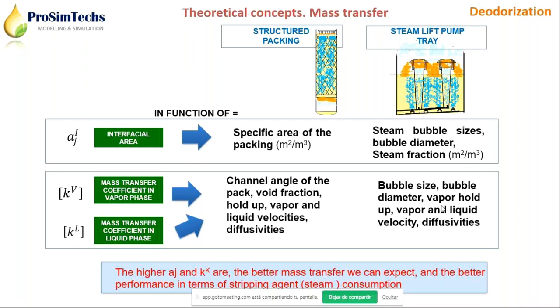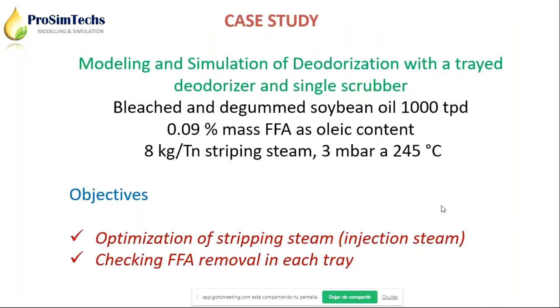Okay, well, let us start with the core purpose of this webinar, which is the use of process simulation in deodorization. In this case, I am going to show how to use this process simulation model for a soybean oil deodorization with a single scrubber. This deodorization model was built for a soybean oil plant with a capacity of 1,000 tons per day and a deodorizer with trays, of course trays using steam lift pumps. I also considered using 8 kilos per ton of stripping steam, which is, I would say, typical.